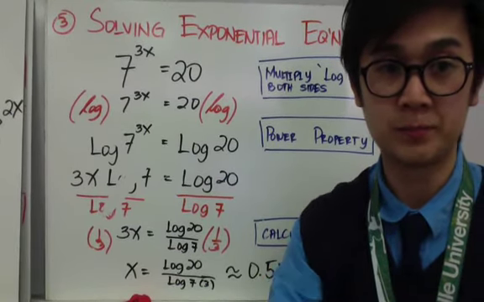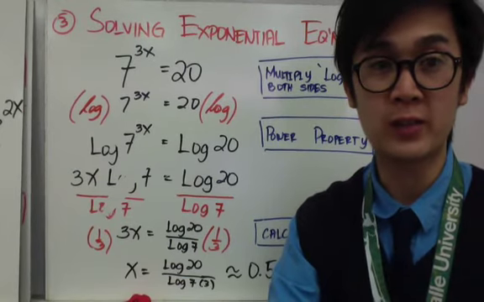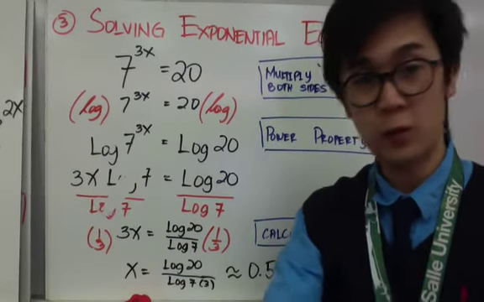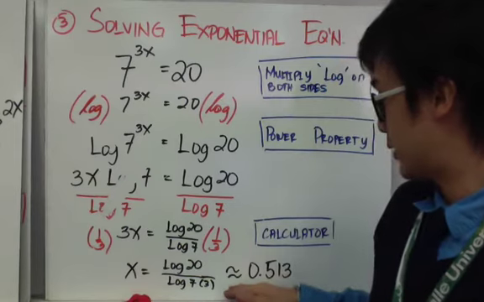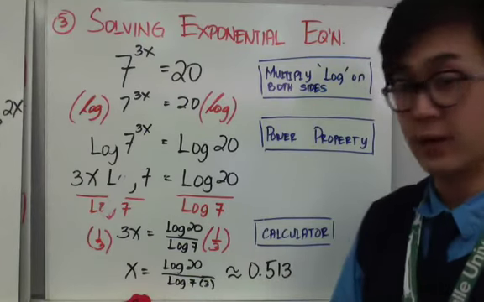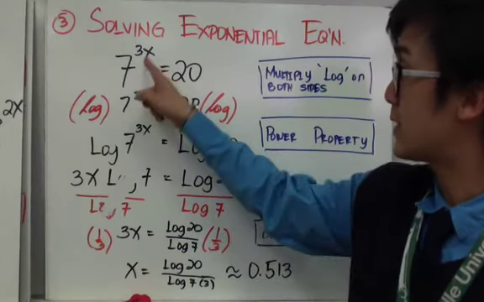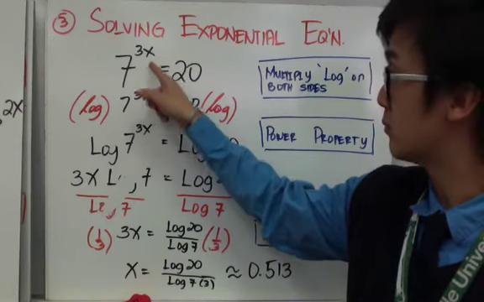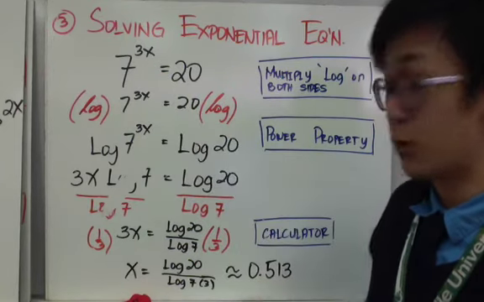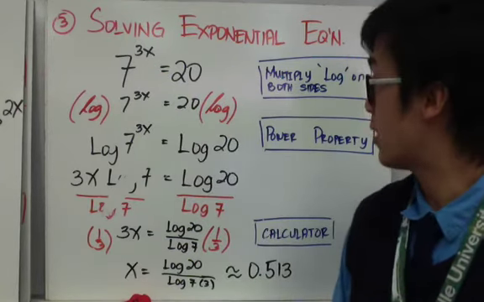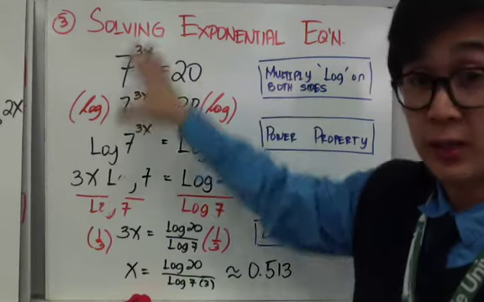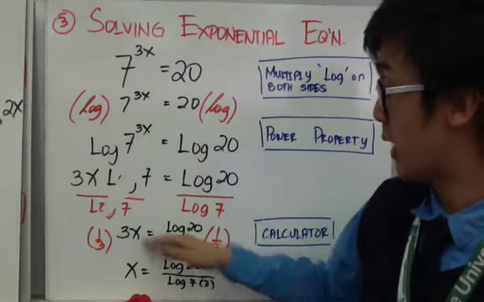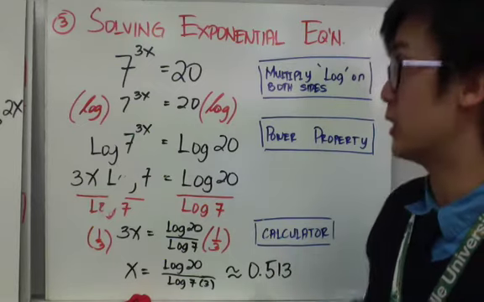Which gives us 0.513167282, which we can round to 0.513. So x from this equation is now equal to 0.513, using the properties of logarithms, solving for x, and of course the calculator.